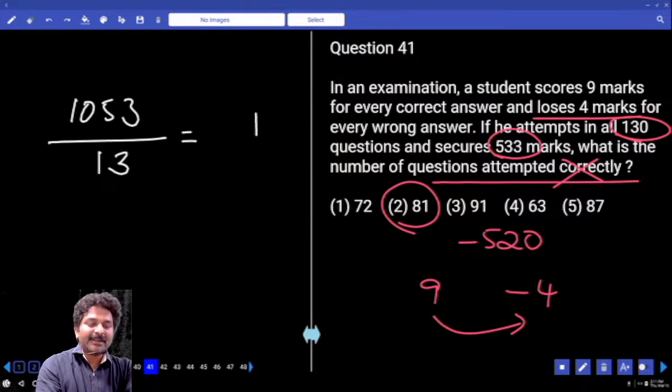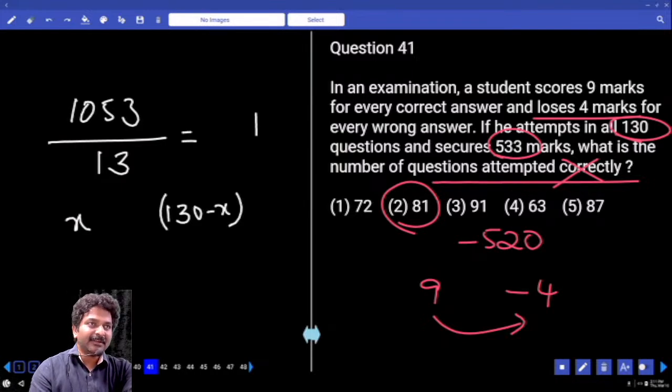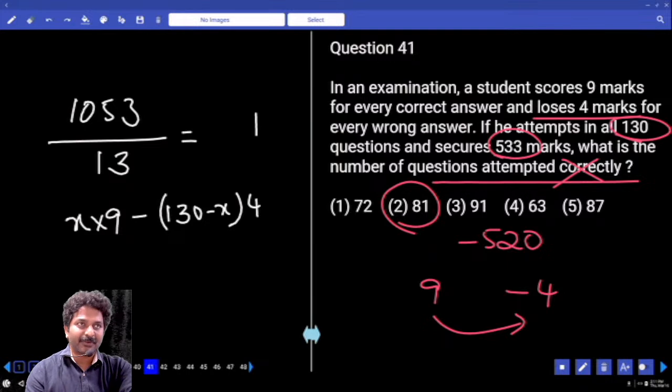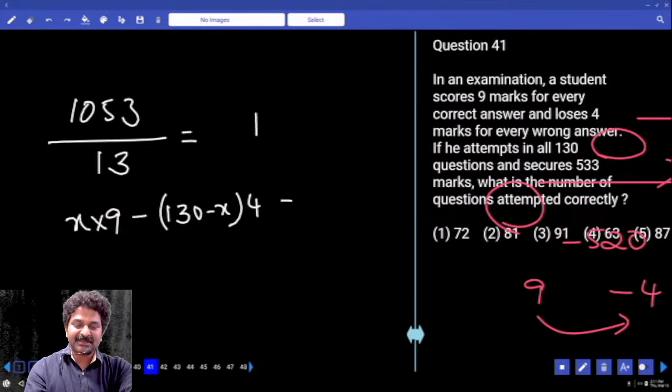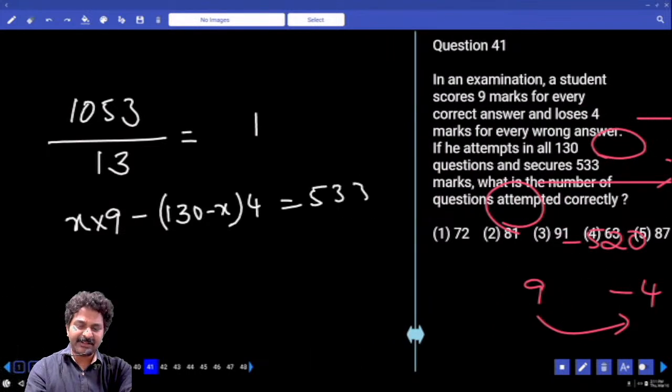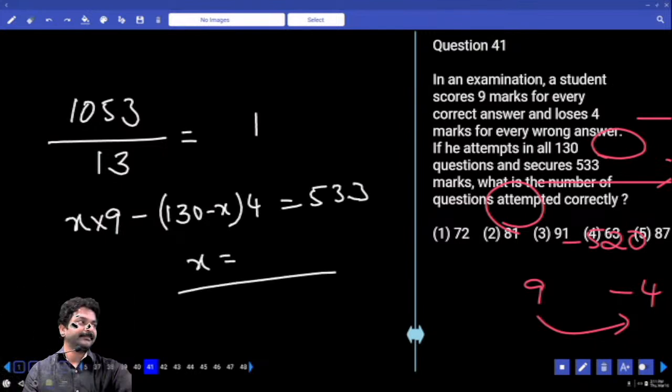Otherwise, let us assume there are x questions given a correct answer. Then wrong answers are 130 minus x. For each question which is correct, you will get 9 marks. And for each wrong answer, you will lose 4 marks. Total marks is equal to 533. You need to solve the equation and get the value of x.